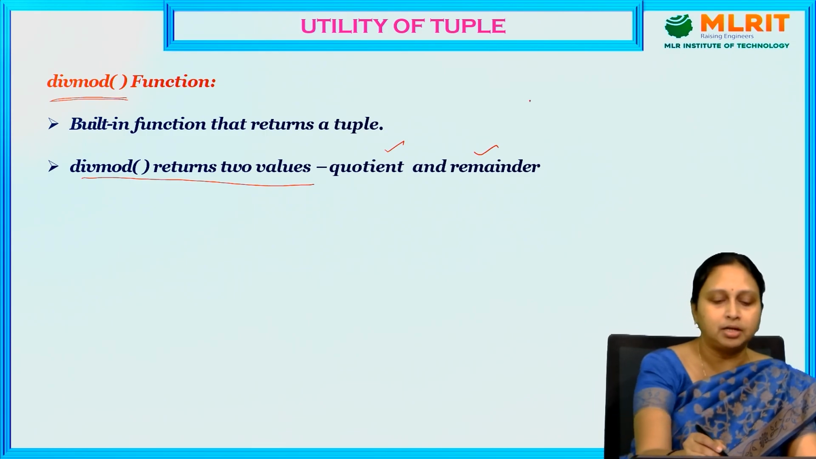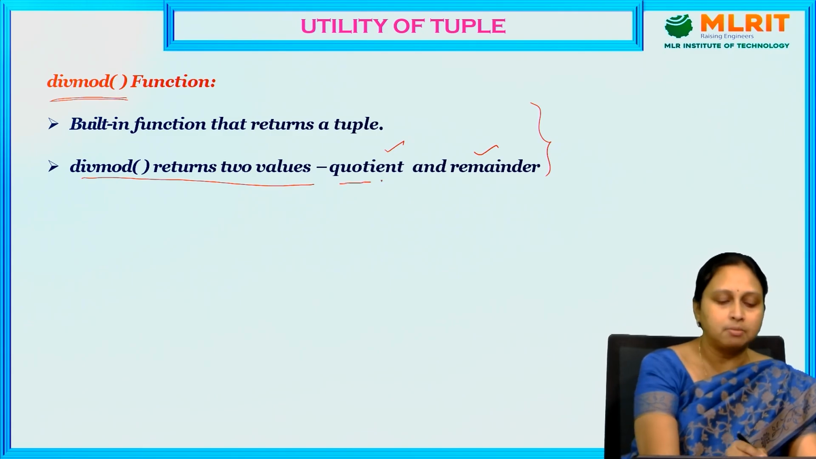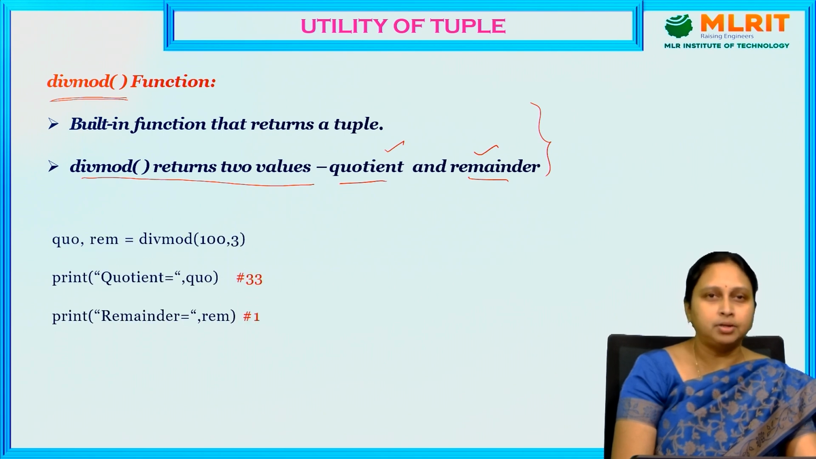This is a built-in function that we are going to use. It returns two values at a time: one is the quotient and the other is the remainder. Let us see how we give the values in a tuple, and that will return both the quotient and the remainder.